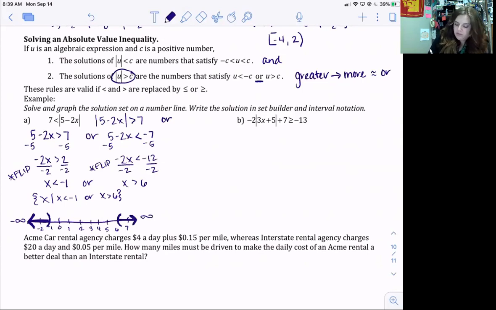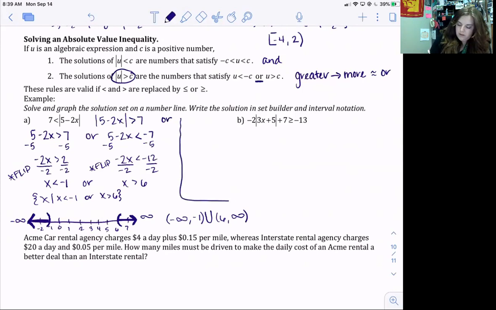Okay, so now if we want to write our interval notation, we're going to have negative infinity to negative 1, parenthesis. And then to combine it, we're going to use a capital U without the tail. That means union. 6 to positive infinity.